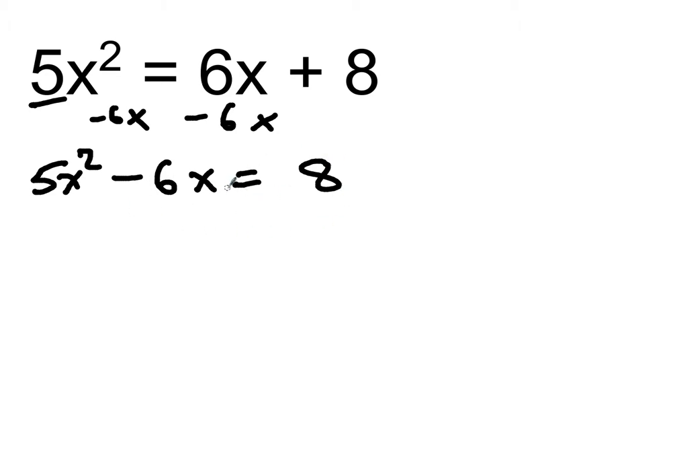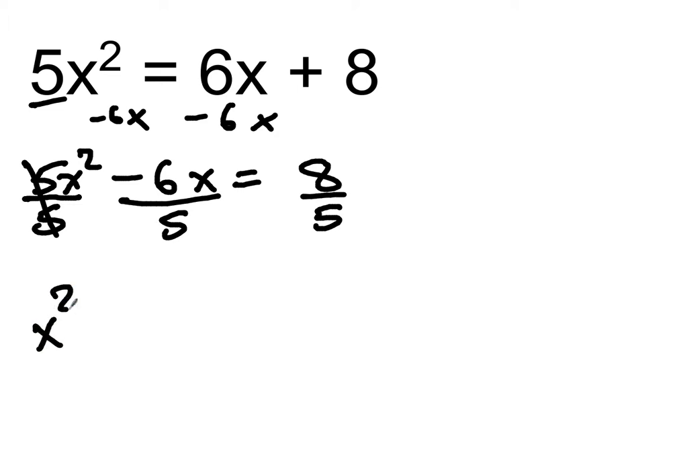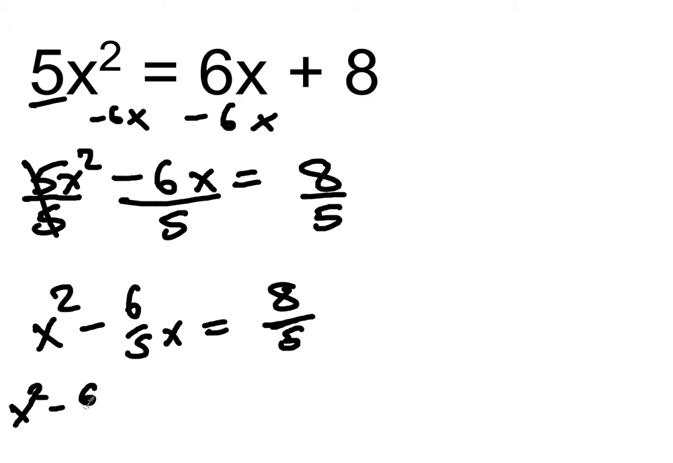Okay, the next step is you want to make this a term 1, and the way you do that is you divide by whatever it is. So we're going to divide everything by 5, and this cancels out here, and so we now have x squared minus 6 over 5x is equal to 8 over 5. And now we're dealing with fractions. Yay!